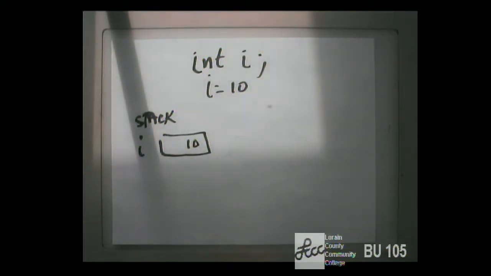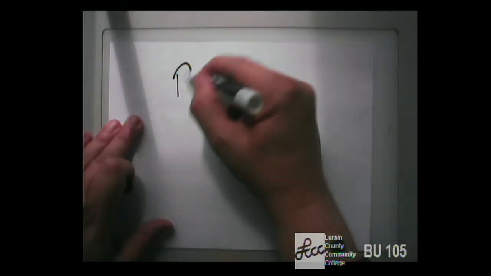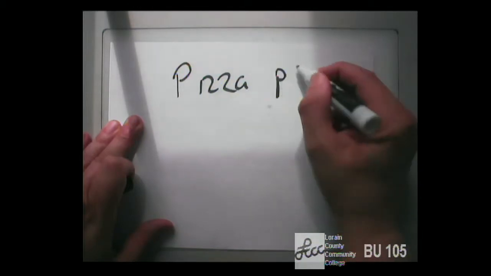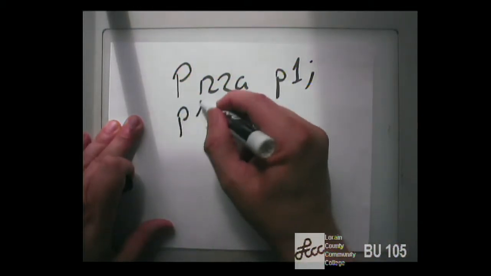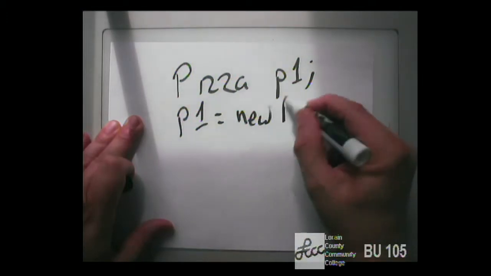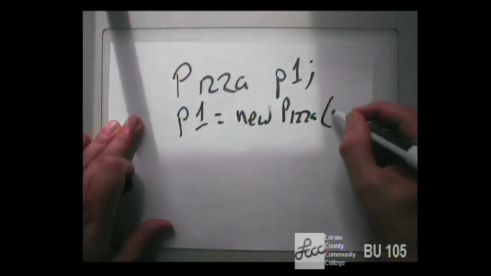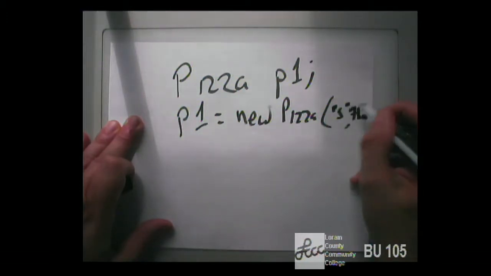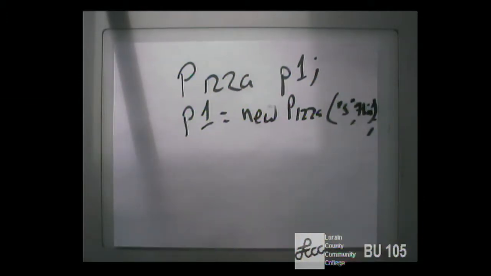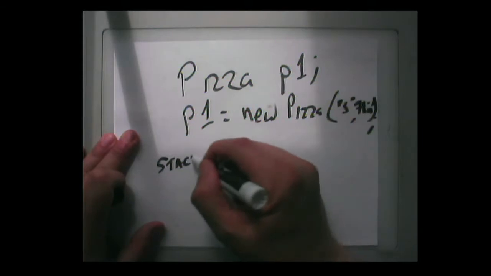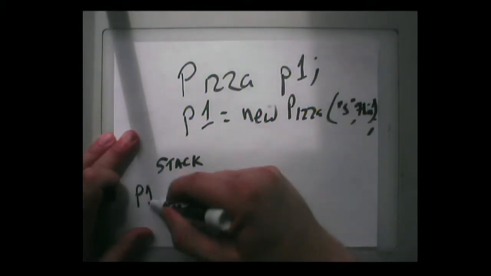Now, it's different with classes and objects. If I say instead pizza P1 equals new pizza, small and thin, try to squeeze that in, what happens? Well, the first thing that happens on the stack, in a certain place in memory, a variable called P1 is created.